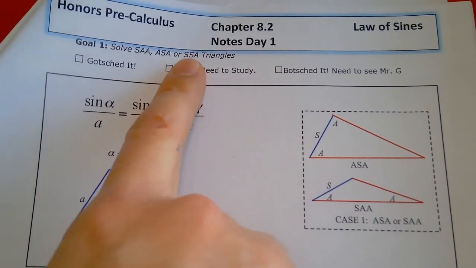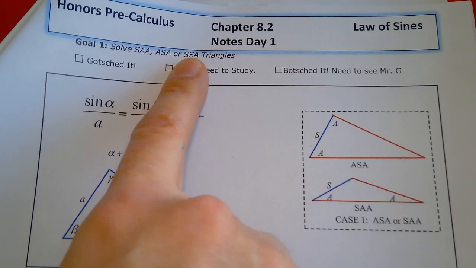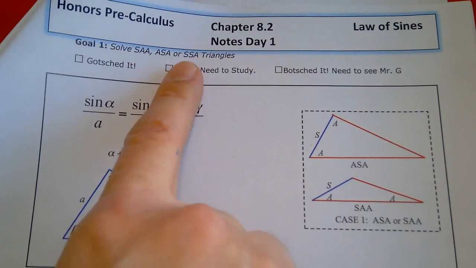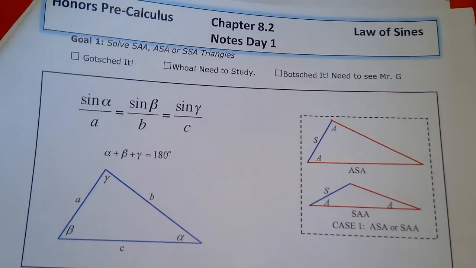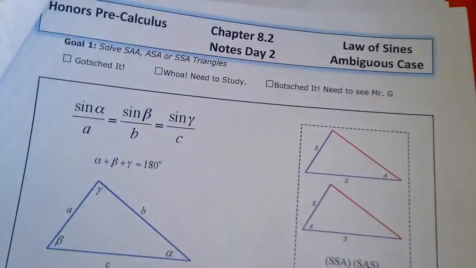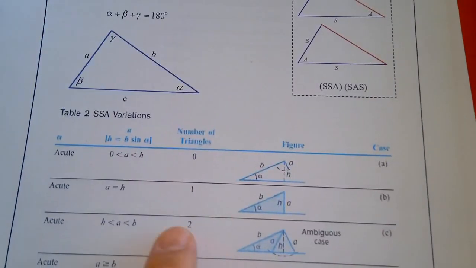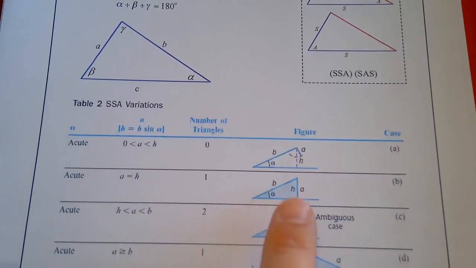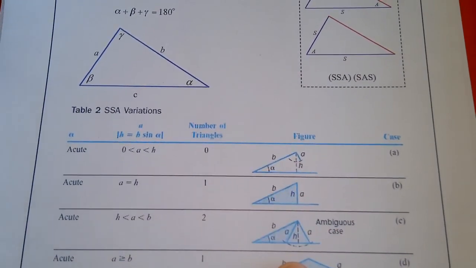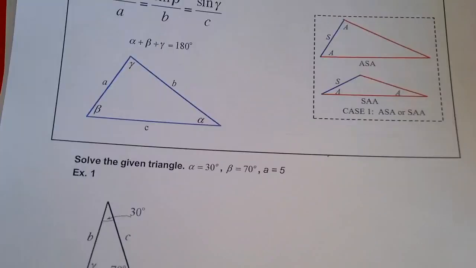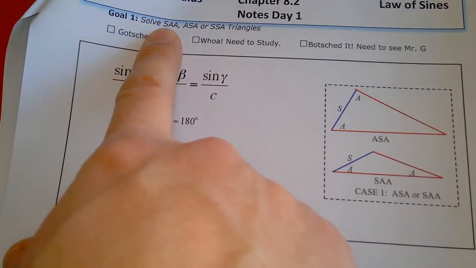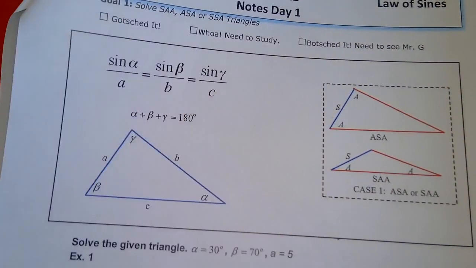And on Tuesday, we're going to talk about SSA, because that is the tricky one. It's a real pain in the SSA. That's what we call the ambiguous case, and you'll see different scenarios where you could actually get two triangles when it's angle side side. But today we're going to do the easy ones: side angle angle and angle side angle.